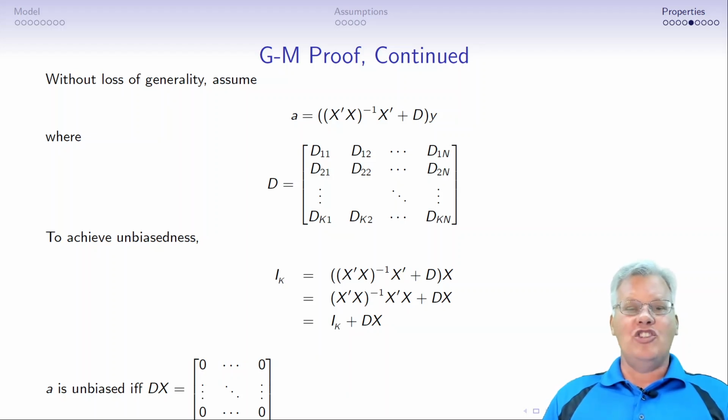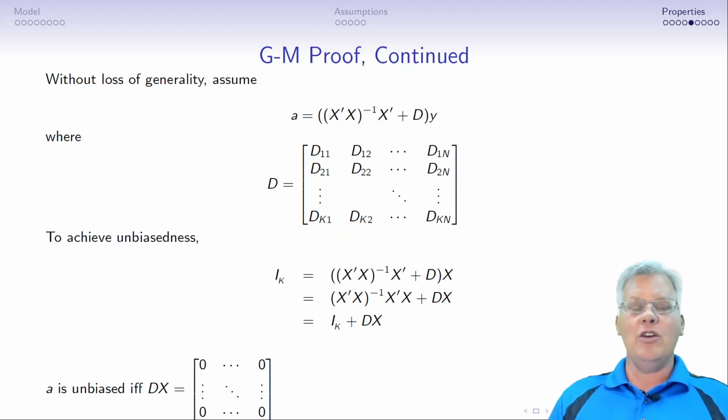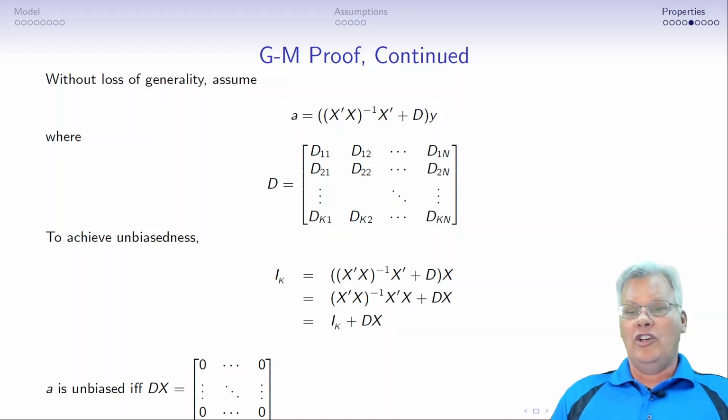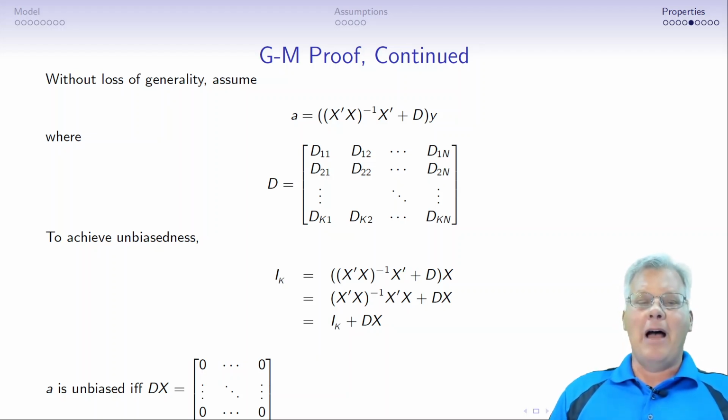Now, without loss of generality, we assume that there's no intercept, so the lowercase m were equal to 0, and assume that the uppercase M, the weights that I apply to my vector of the dependent variable y, is equal to the OLS weights plus this other matrix of weights D. So I've re-expressed A, my alternate estimator, as the OLS estimator plus D, where D is a k by n matrix.